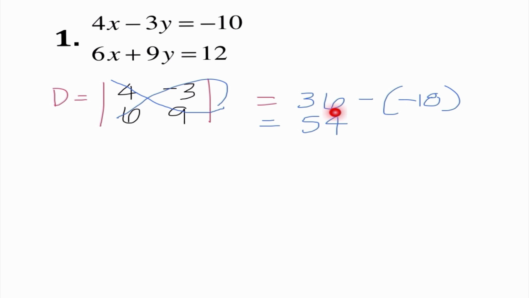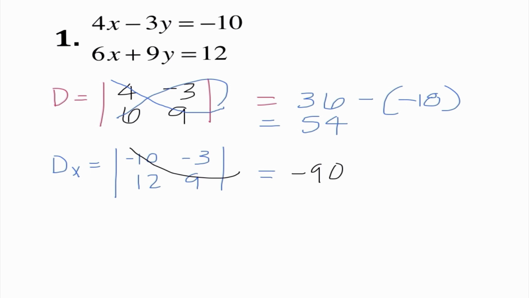So now we're going to find D sub x. We learned whichever variable is here, that is the column I'm replacing with the constants. So D sub x is going to be negative 10, 12, negative 3, 9. If we're going through this, I get negative 90. Mr. Determinfish says subtract, baby, negative 36. So I get negative 90 minus negative 36, which is negative 54.